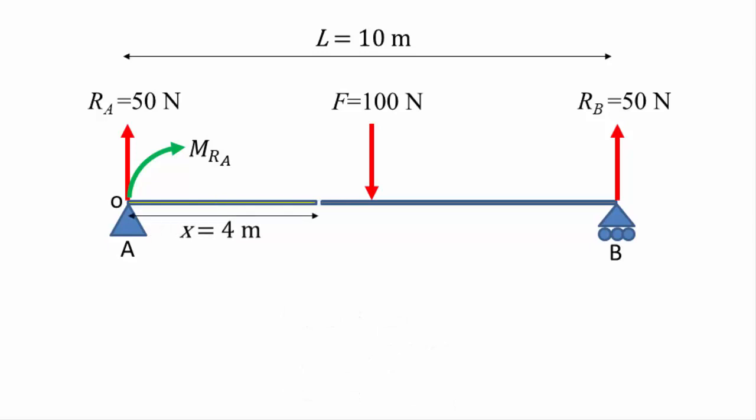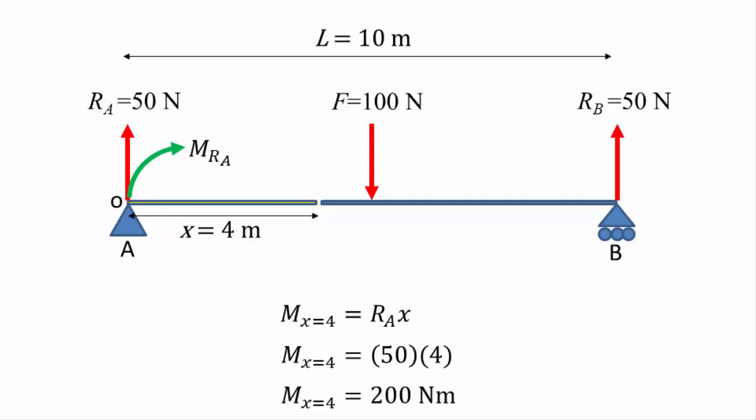Moving along the beam to 4 meters now, let's cut the beam there and calculate the bending moment at 4 meters. We take the same approach and calculate the moment due to each force from the start of the beam to the point of cut. Again, we only see Ra as the only force between 0 and 4 meters. So only Ra produces a moment about 4 meters, and this gives us a value of 200 Newton meters.